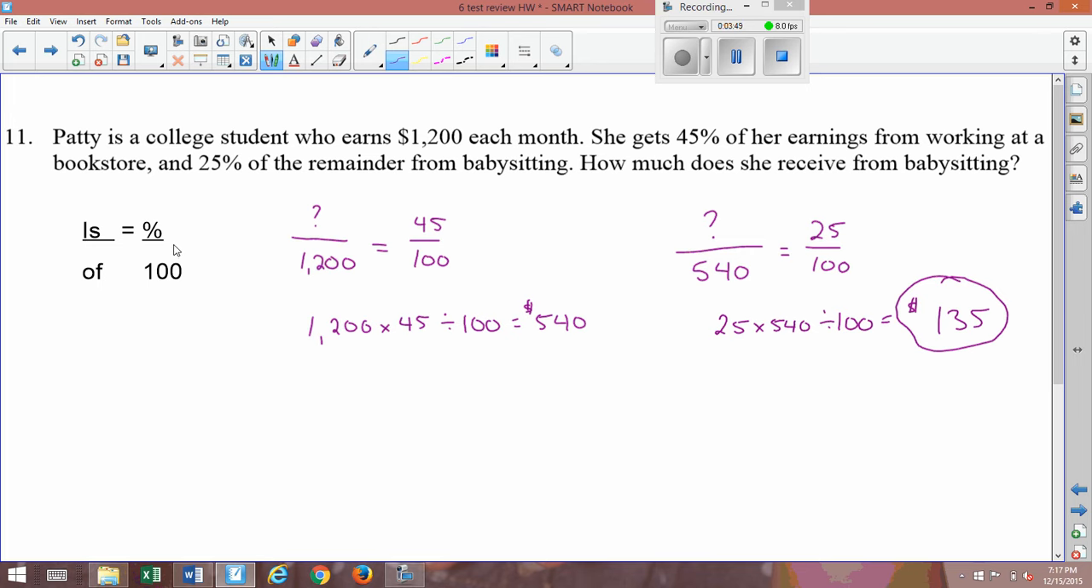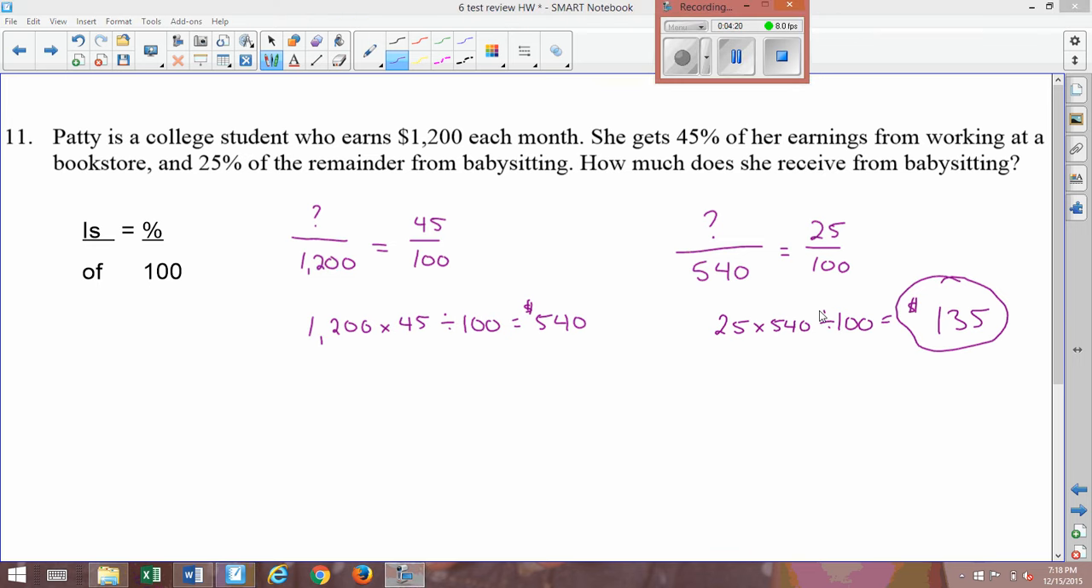Patty's at college, and she earns $1,200 each month. She gets 45% of her earnings from working at the bookstore and 25% of the remainder from babysitting. How much does she receive from babysitting? Well, you've got to find what 45% of 1,200 is. So you get $540. Then we take 540 and we find 25% of that. We find 25% of the remainder and you get $135.